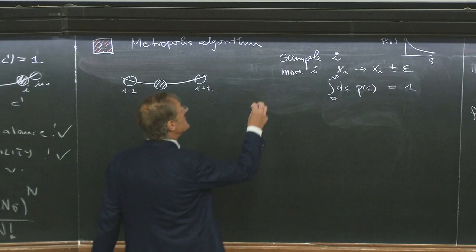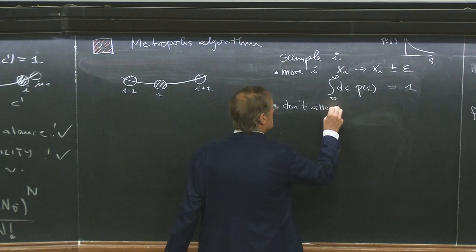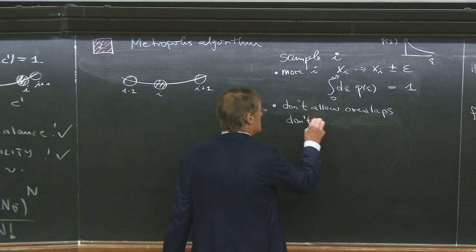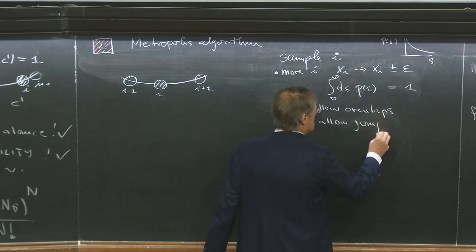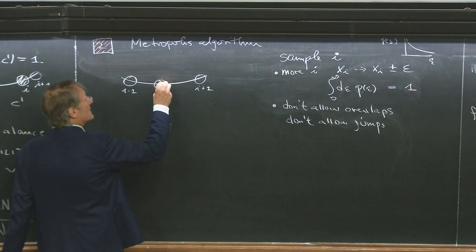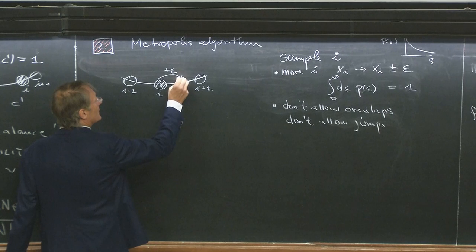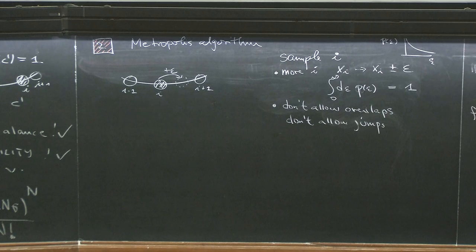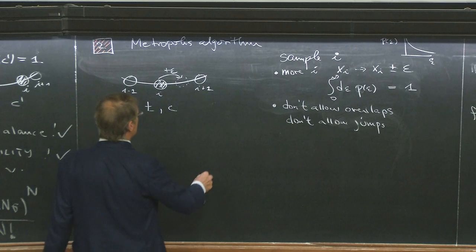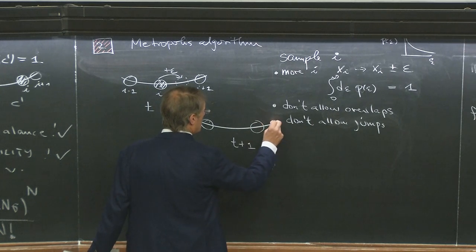And then you do one more thing. You try to move, and you don't allow overlaps and you don't allow jumps. So what this means is you take the particle here, you try to move it by plus epsilon or minus epsilon, and you put it here. Then if it's like this, this is the configuration c at t, and then at t plus 1, you have this configuration.